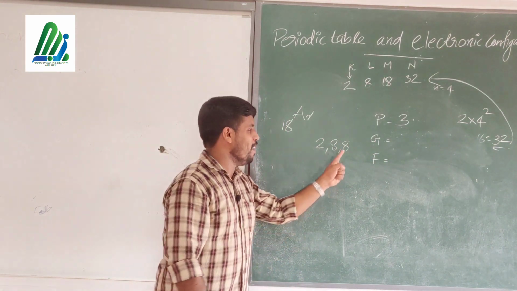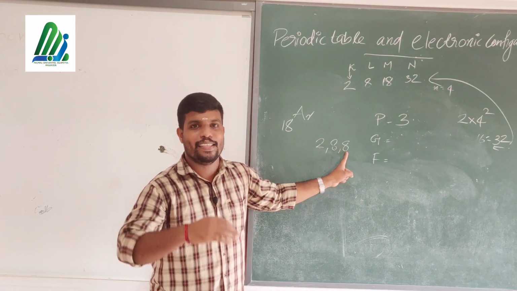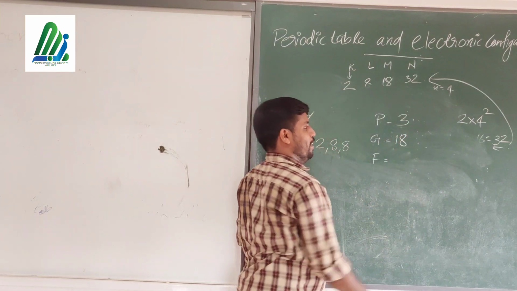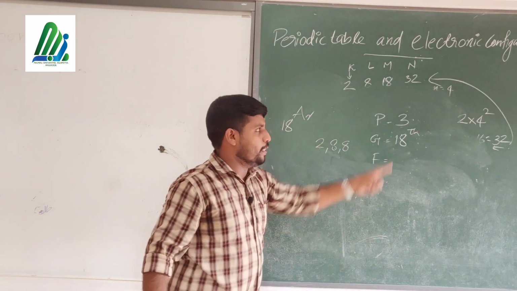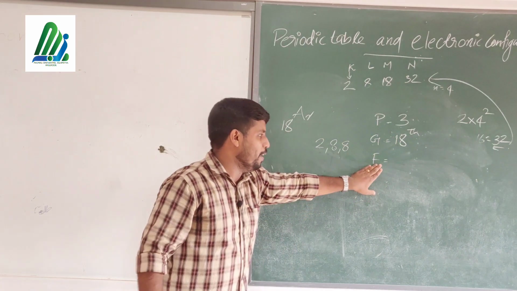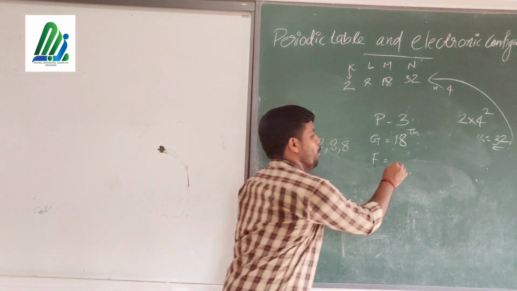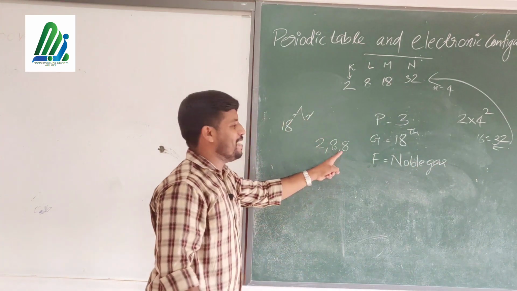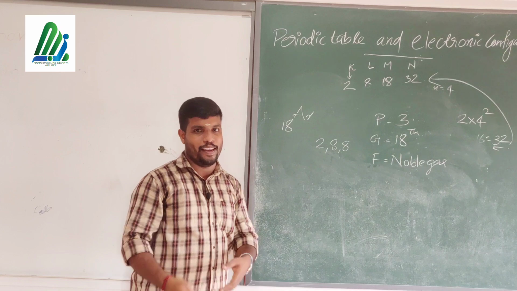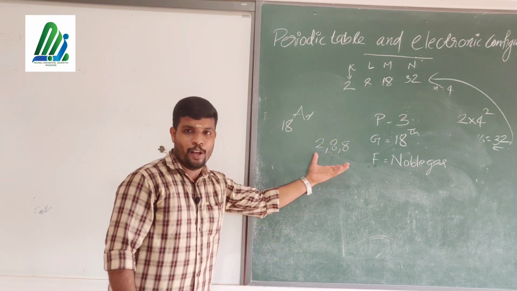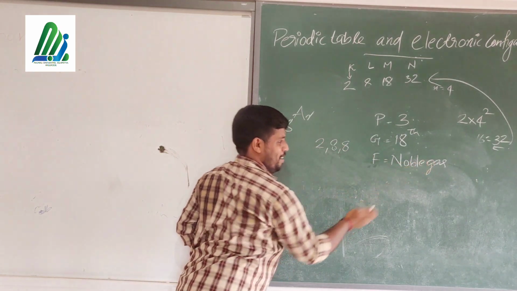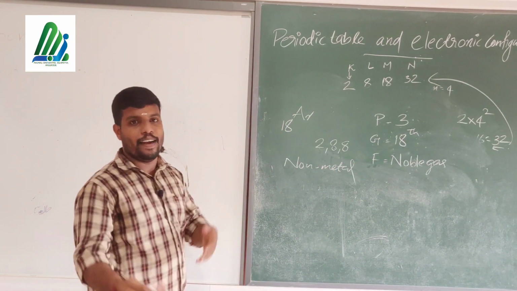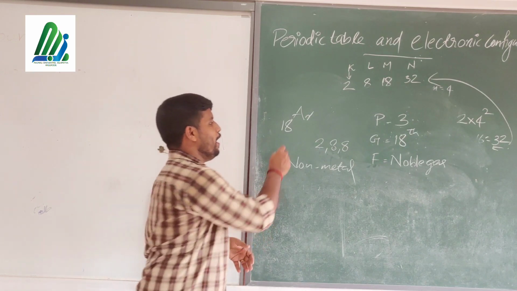Then the group number. Valence electrons are 8, and 8 is greater than 2, so just add 10 to the number. So we get 18, that is the 18th group. Third period, 18th group. The family for the 18th group is noble gas. They will ask whether it is a metal or non-metal. What is your opinion? Is it a metal? No, this is a non-metal because it is a noble gas. These are the things we can easily identify if we know the atomic number.